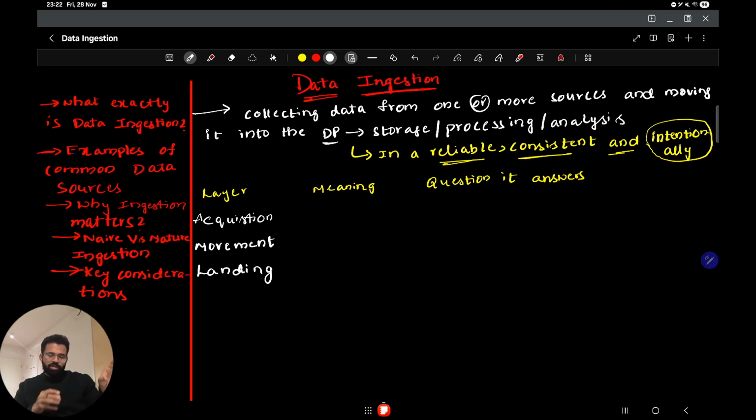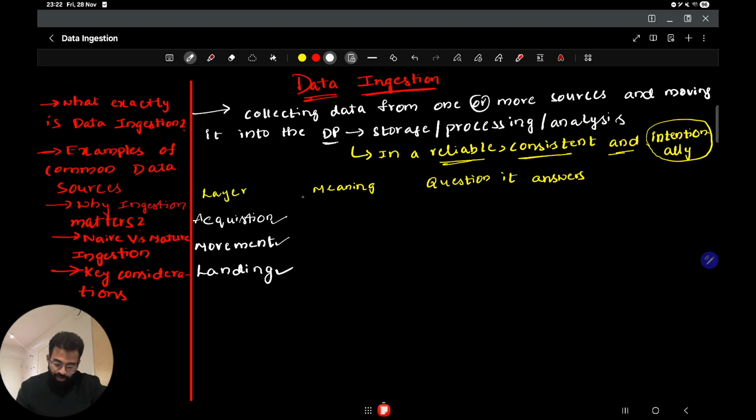So first, in order to do data ingestion, which means collecting the data and then putting it into the data platform, you have to acquire the data and then move it from the data sources to your landing zone, which is in your data platform. So this is the 3-layer approach we are talking about here.